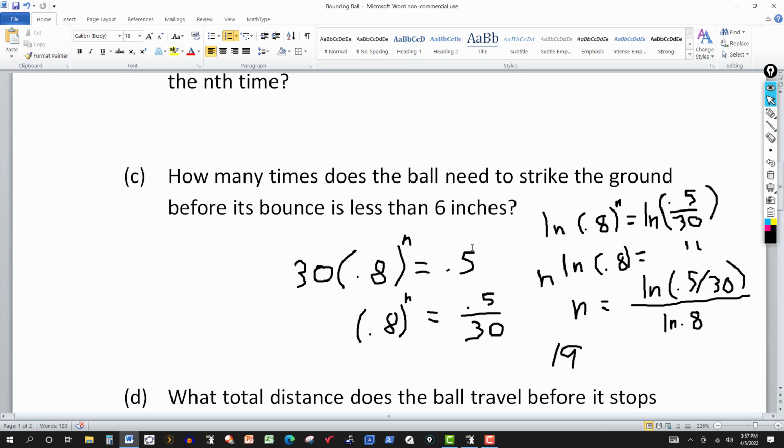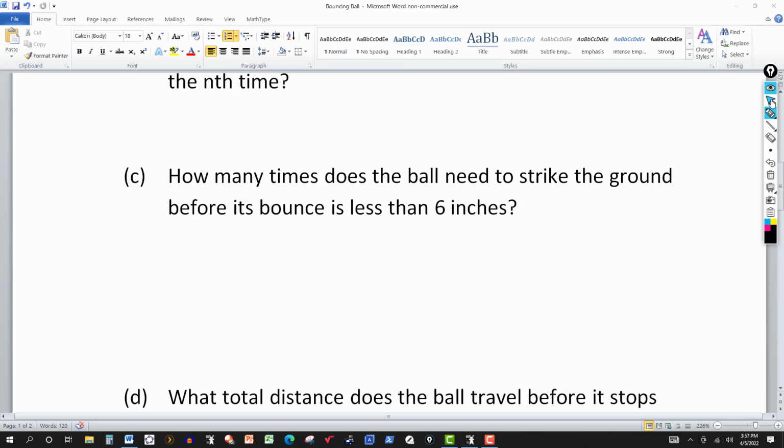So at 18 plus bounces, it's going to be equal to 6. So if we go one more bounce, that should make it less than half a foot or 6 inches. So the answer to this one is 19. 19 bounces. So these I think are pretty straightforward.